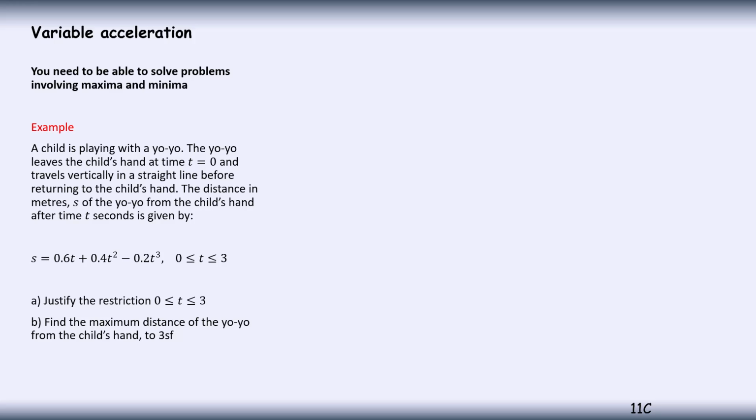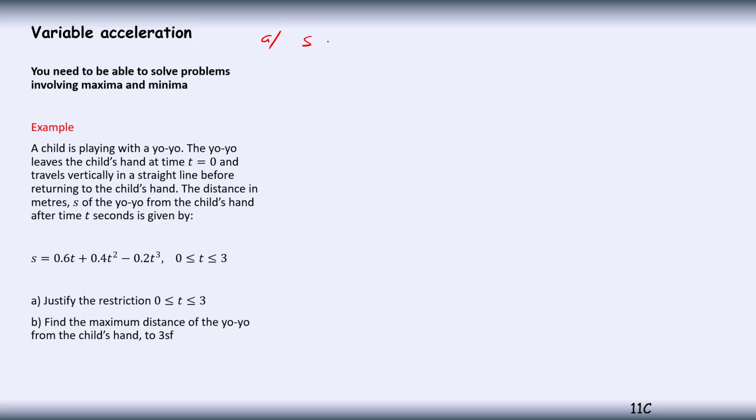A, we've got to justify the restriction of 0 to 3. And B, we've got to find the maximum distance of the yo-yo from the child's hand to 3 significant figures. Okay, so in order to justify the restriction, I need to know what this graph looks like. So first things first, I'm going to sketch this graph. Now in order to sketch the graph, I need some useful coordinates. Most useful coordinates I can think of are the roots of the graph.